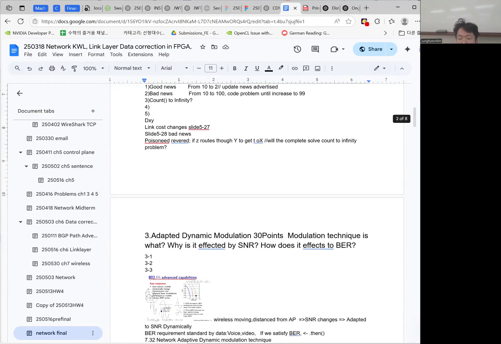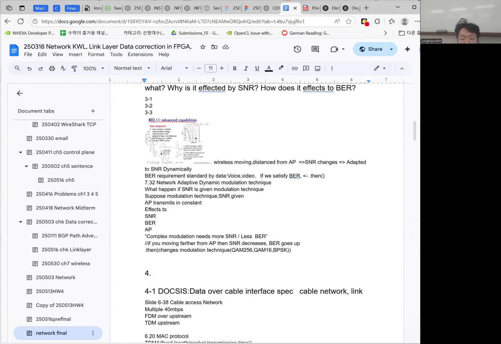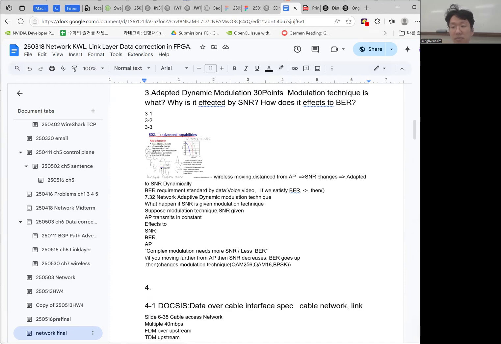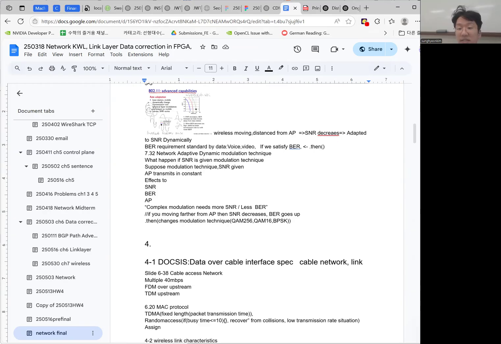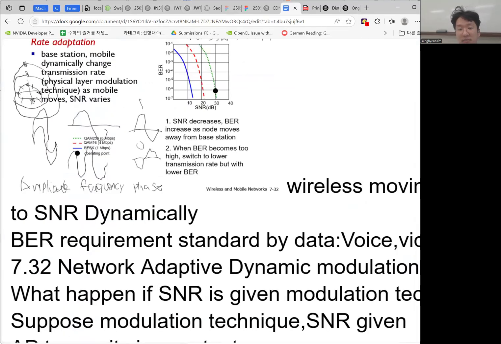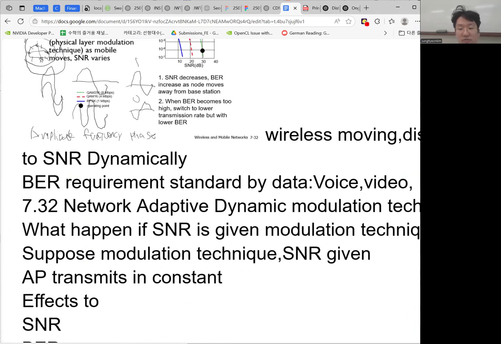And there's adaptive dynamic modulation, which is about what affects SNR, because it's a wireless situation, and what it affects in BER. Moving distance from the AP decreases SNR, so we adapt the modulation dynamically. The BER requirement is the minimum requirement that we should choose, so based on BER we can choose by SNR. If it's here, then we can use this one. If it is 15, we probably use BPSK. Or if it is way better than 20, we can maybe use QAM16 or QAM256.